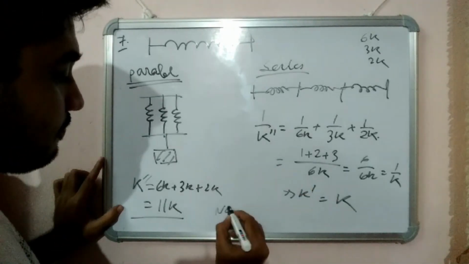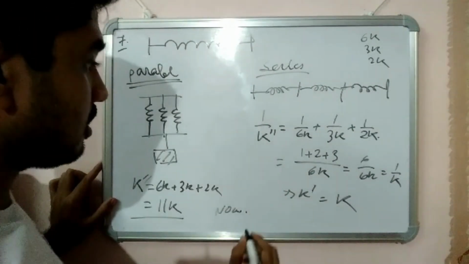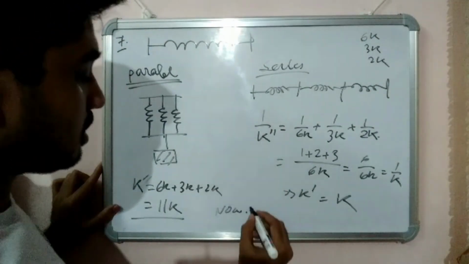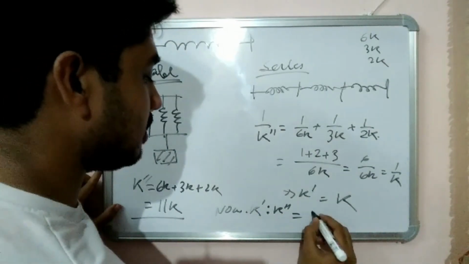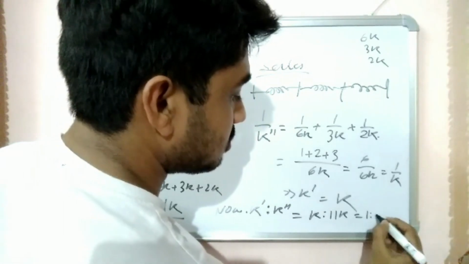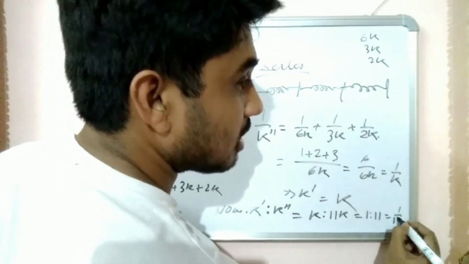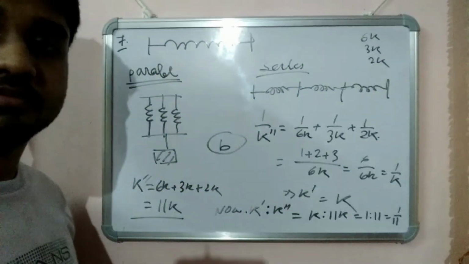So now our problem is k prime to k double prime, and that will be 11k is to k, that is 11 is to 1, equal to 11. So the answer is B.